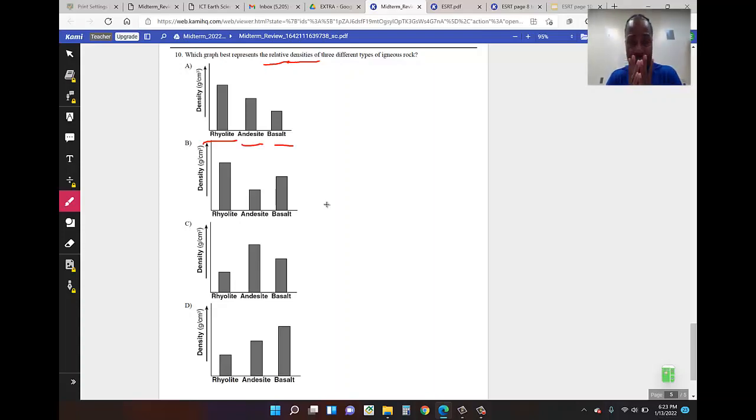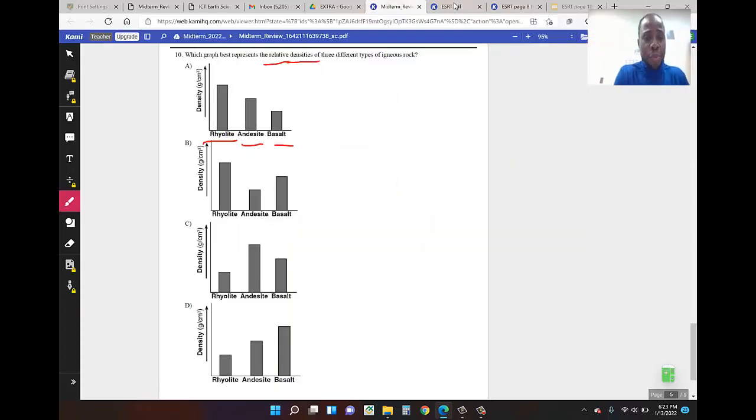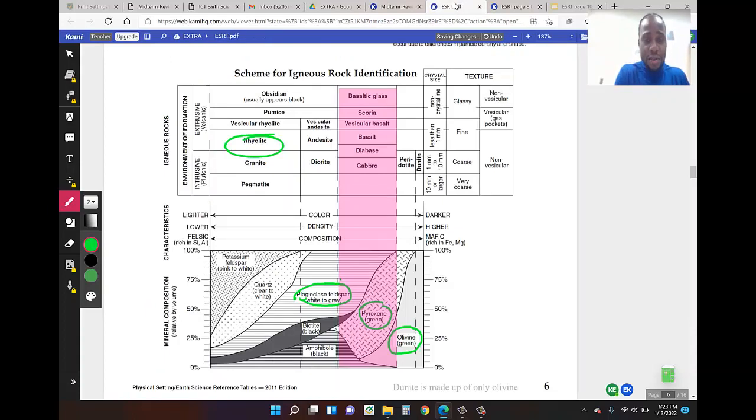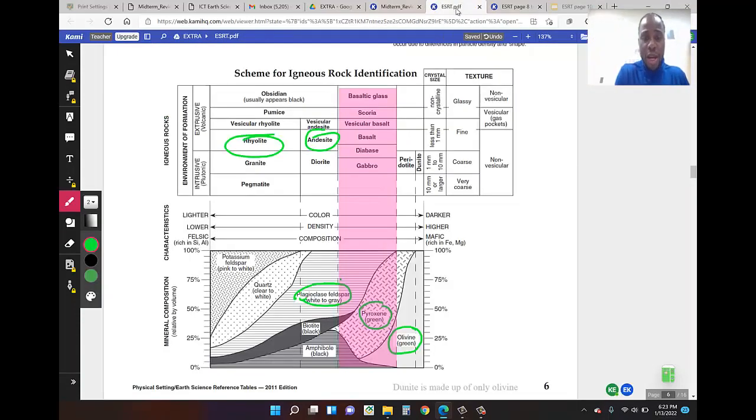So relative density of three igneous rocks: rhyolite, andesite, and basalt. So we're going to use that ESRT page number 6 as well. So I have rhyolite. Rhyolite is here. What other rock? Andesite. Andesite is right here. What other rock? Basalt. Basalt is right here. Okay, this is what we know.